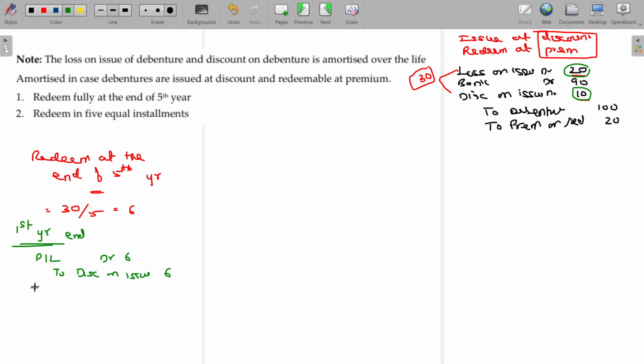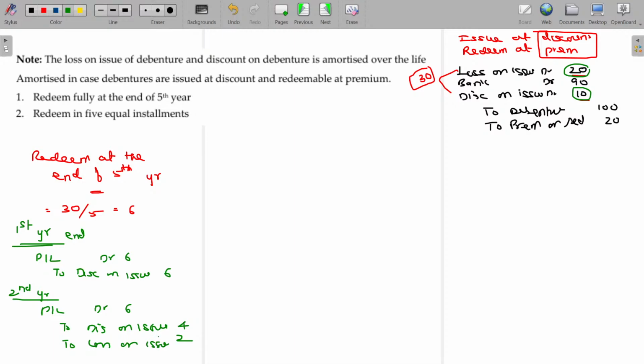Second year end, P&L account debit to what? Discount on issue. Discount on issue we have how much? Out of 10 already we have written down 6 rupees. Still we have 4 rupees. But how much we have to debit to P&L account? 6 rupees. Another 2 rupees can be debited from loss on issue.